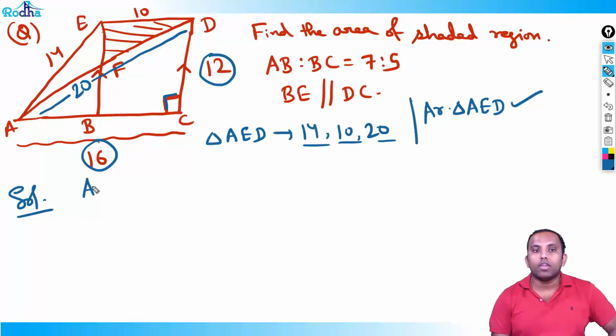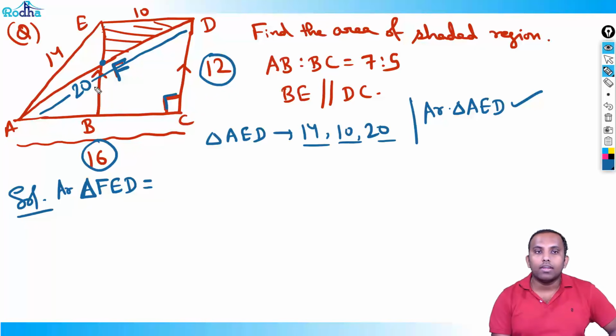But in this case, the area of triangle FED is what is required. So I can write area of triangle FED is. Now I should know this ratio, right? In which ratio F divides AD. I can directly find it. So in which ratio does F divide AD?